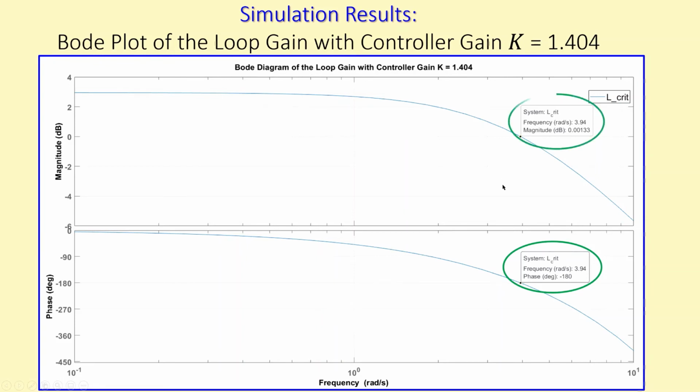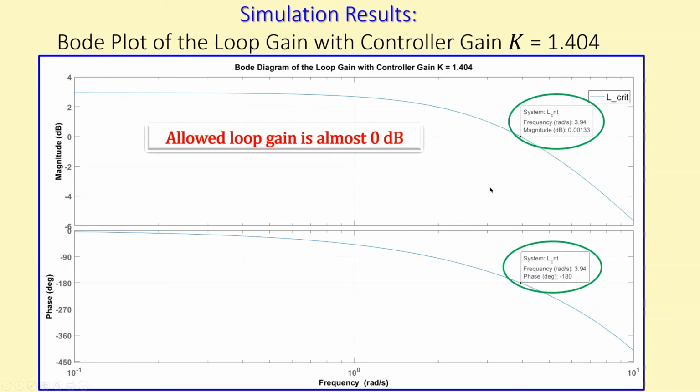That means the allowed loop gain is almost 0 dB. So I cannot add any gain in this system. That means you cannot go above this value for your controller. So this is the maximum value of the controller gain. Again, that means edge of stability.